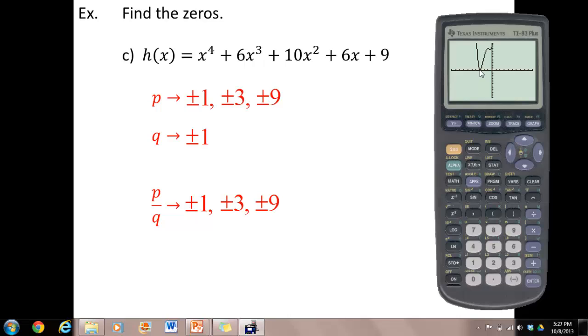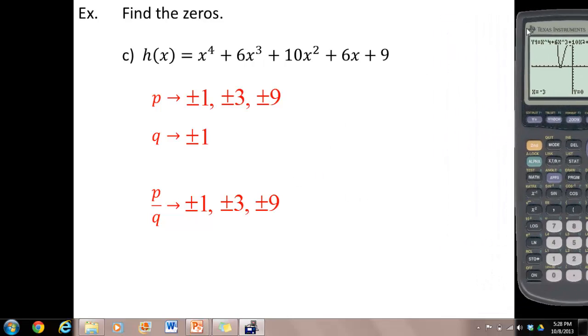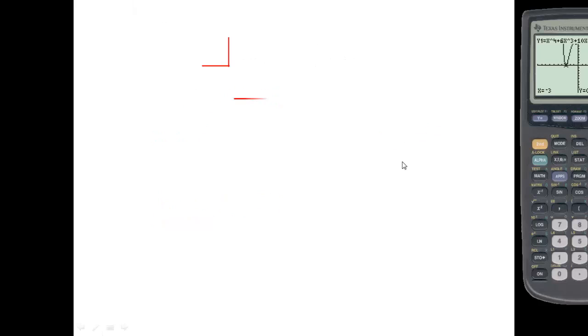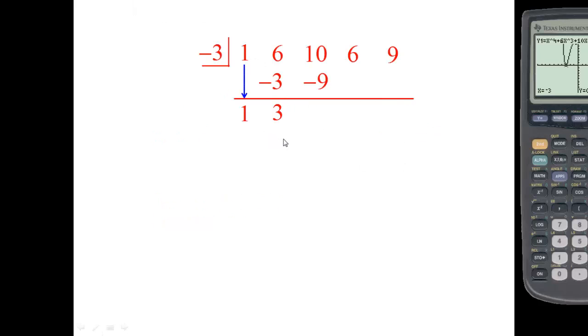But we have a solution right here. If you look closely, it's hitting the graph at what looks like negative 3, which is, in fact, one of our possible solutions. So if I trace negative 3 just to be sure, I have confirmed that negative 3 is a solution. Negative 3, 0. So let's go ahead and take negative 3 and divide it out of our polynomial. Drop the 1. 1 times negative 3, and so on, and I get my happy face at the end. So negative 3 is the solution, and here is my remaining polynomial.